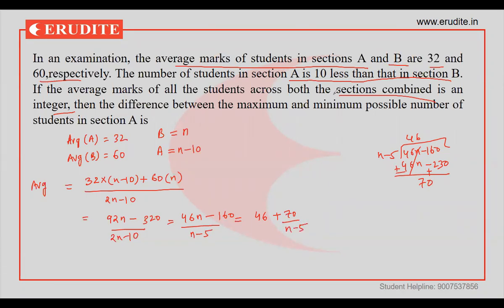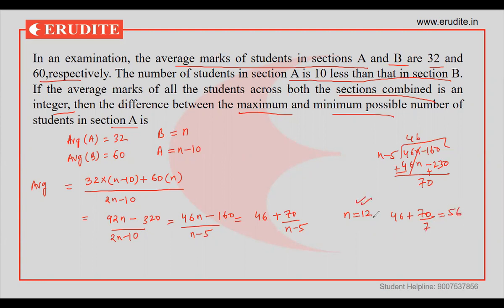Now they're saying that the average should be an integer. In that case, we have to find out the maximum and minimum possible number of students in section A. So we have to find out the minimum and maximum value of n minus 10. So guys, what can be the minimum value of n? Definitely, it should be more than 10, all right? So I have to take it in this way that n minus 5 is going to divide 70. So the minimum value which I can take for n is how much? 12. If I'm taking n equal to 12, this will be 46 plus 70 upon 12 minus 5, which is 7. So it is coming 56, which is an integer. So this is the minimum value.